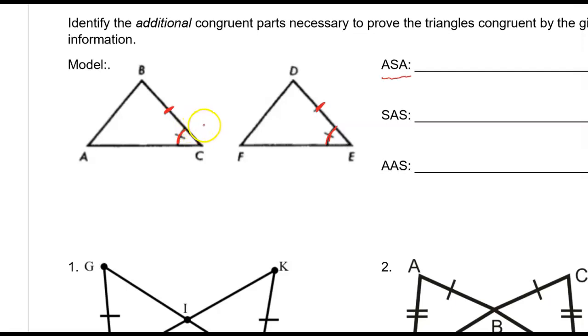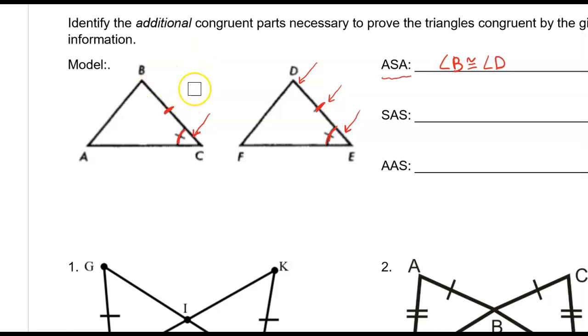Well, first I'm going to put my pencil on angle C. So I'm going to go from C to side BC, which then takes me to angle B. So I would need angle B to be congruent. Now look at the other triangle. Angle, side, angle. So that other angle is going to be angle D. Okay, let's erase those arrows.